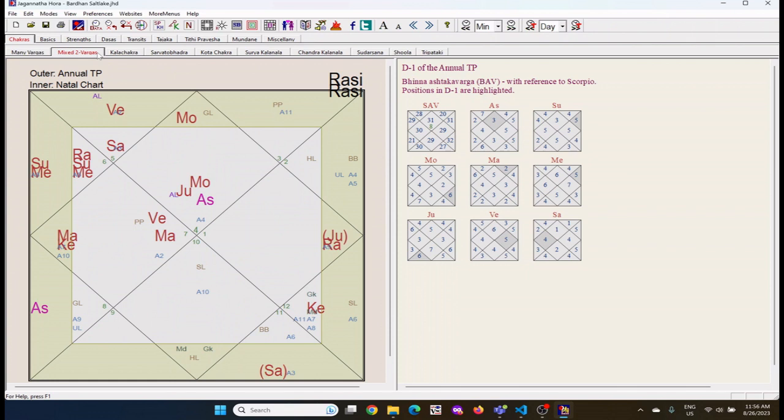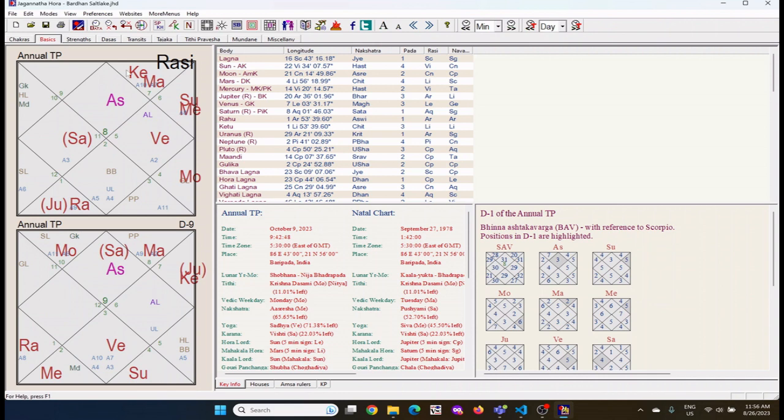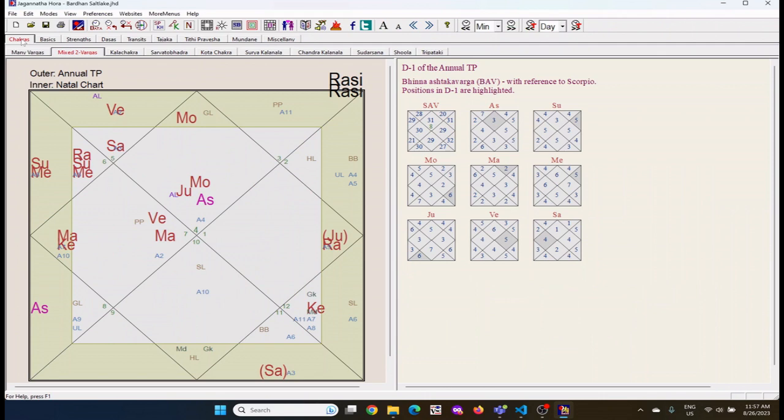Click on it. See, the inner part is showing the Rashi chart and the outer part is showing the Tithi Pravesha chart. Now, if you go back to the basics, you can see the Tithi Pravesha chart is still showing, right?